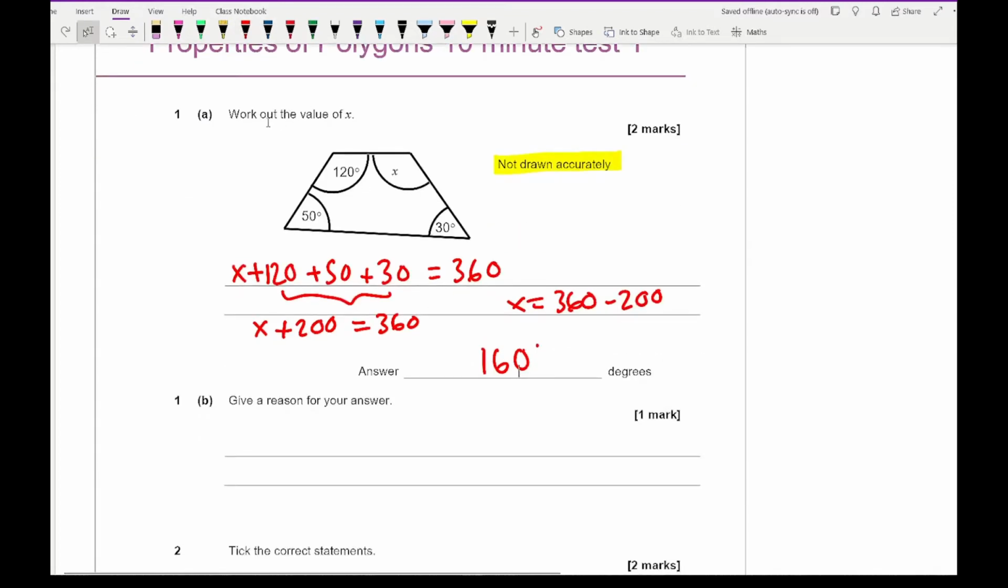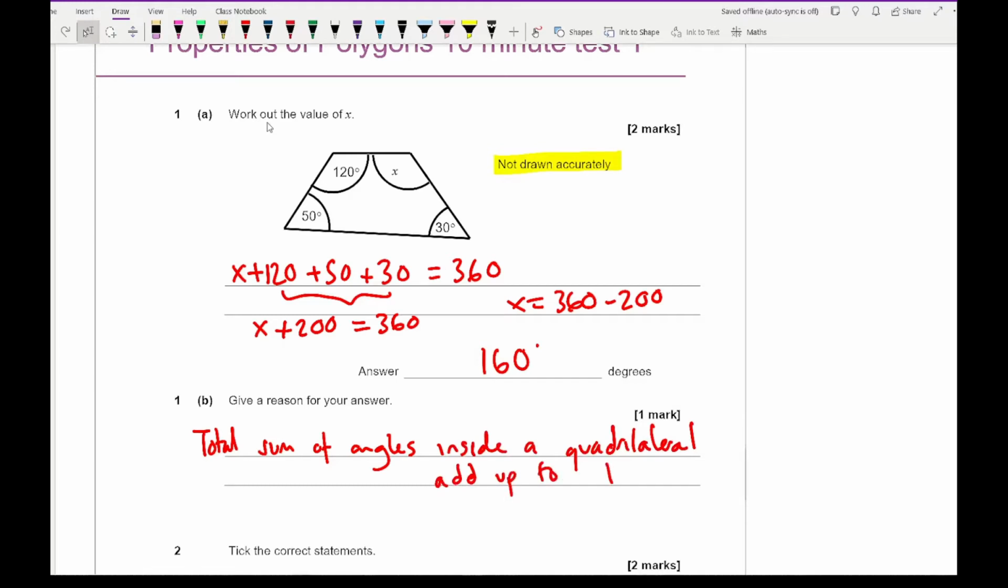Now it then says give a reason for your answer. Well, the total sum of angles inside a quadrilateral add up to 360 degrees. Let me just write that 3 a little bit properly, and there we go.